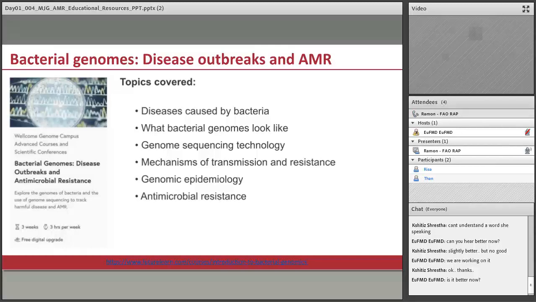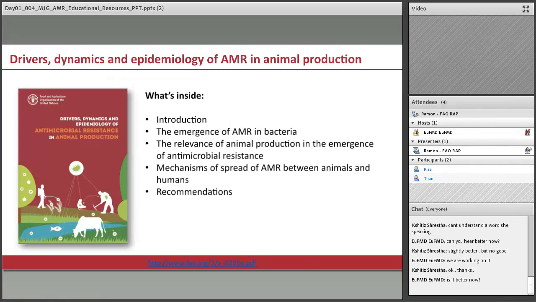Because sometimes with antimicrobial resistance, the issue also is that when it occurs in hospitals, it tends to spread right away in an outbreak format. So this will help you understand, particularly at the molecular level, bacterial genomes and why this is. Again, the links are here.